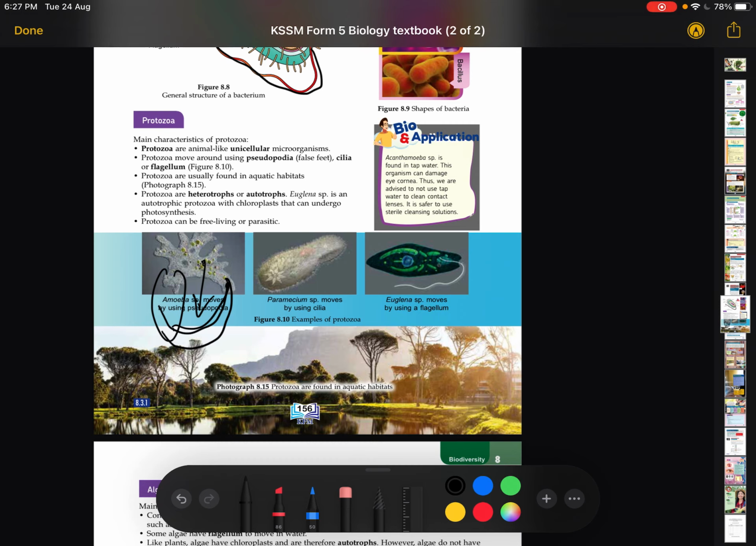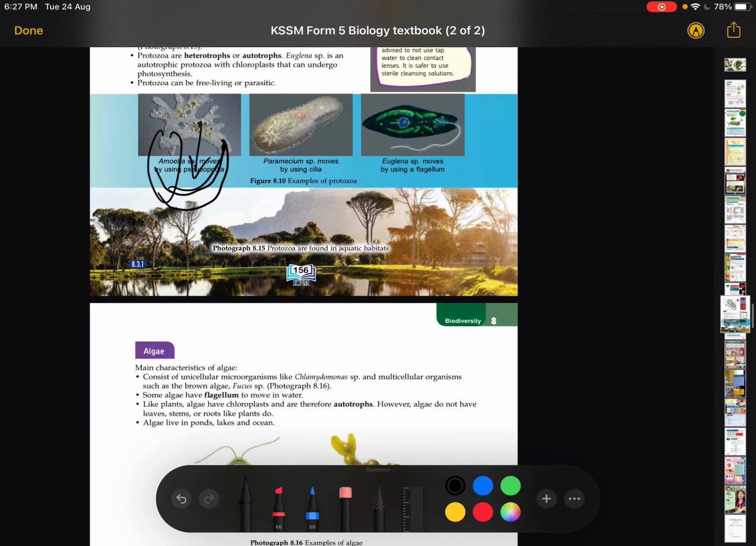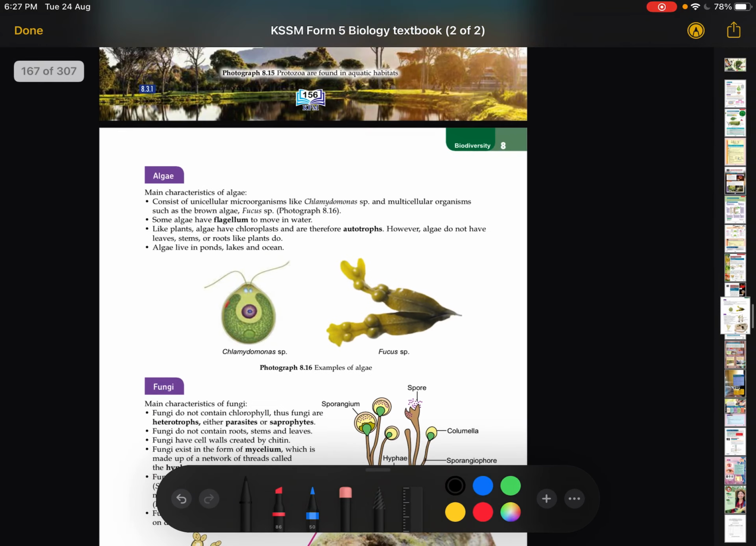So yeah, some of them can undergo photosynthesis. An example would be Euglena, while others are heterotrophic, which means that they need to find food.